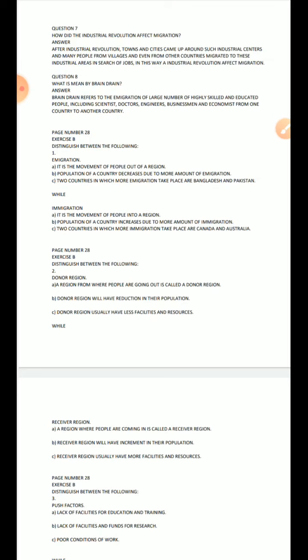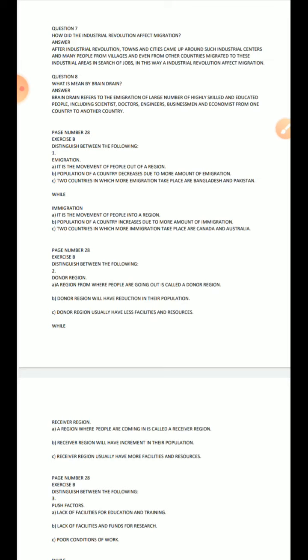Exercise B is asking, distinguish between the following. So you can make 2 columns, or if you're writing in this manner also it is acceptable. I have written in the first column the points for emigration. 3 points are: it is the movement of people out of a region. Then the second point, the population of a country decreases due to a greater amount of emigration. 2 countries in which more emigration takes place are Bangladesh and Pakistan. While in the opposite column I will be writing about immigration. The first point of immigration is it is the movement of people into a region. The population of a country increases due to a greater amount of immigration. 2 countries in which more immigration takes place are Canada and Australia.